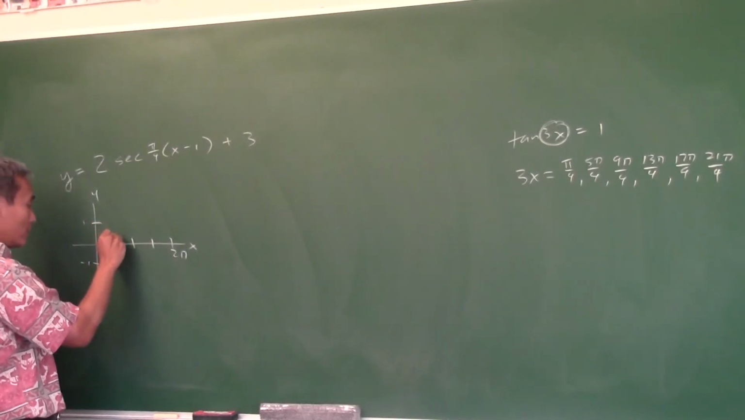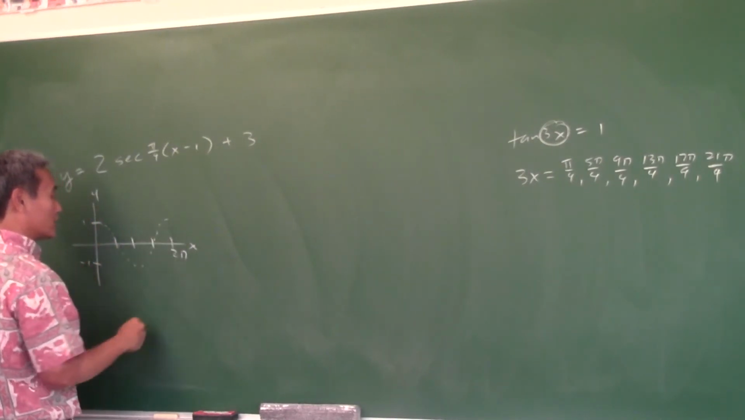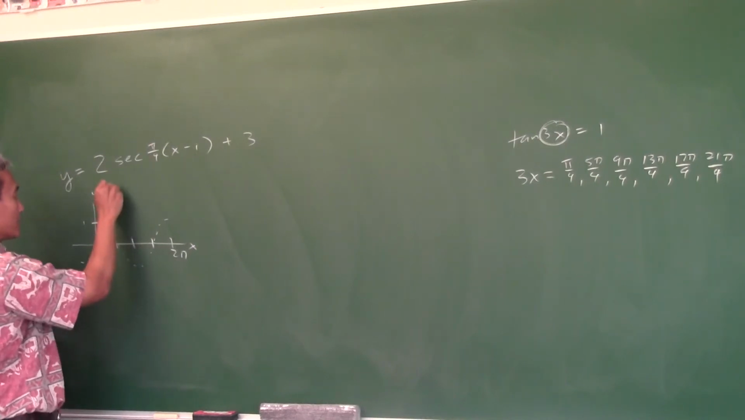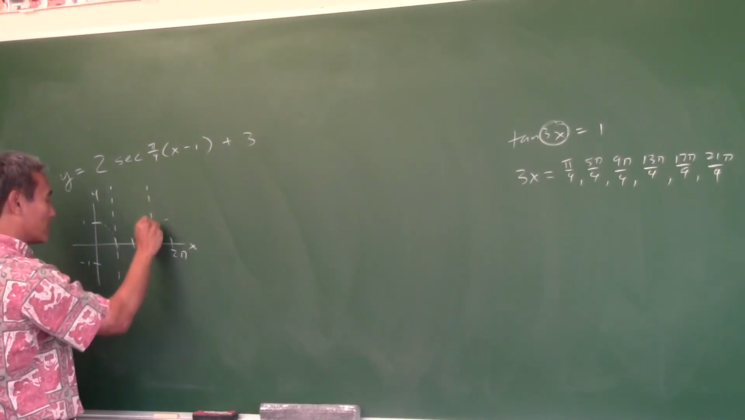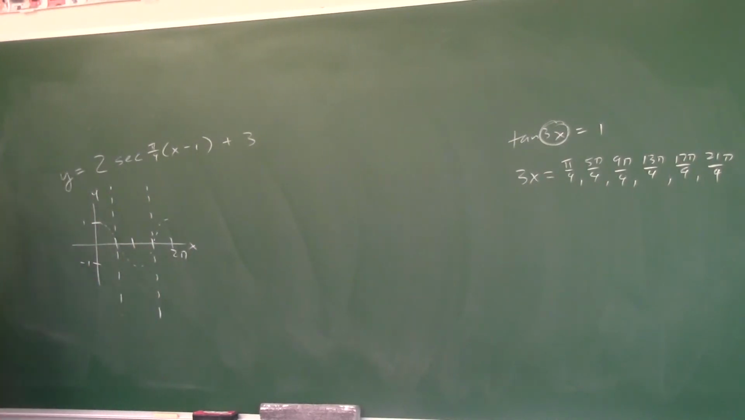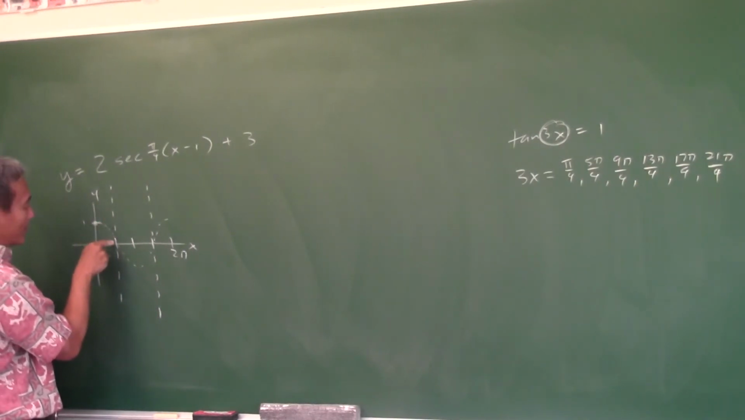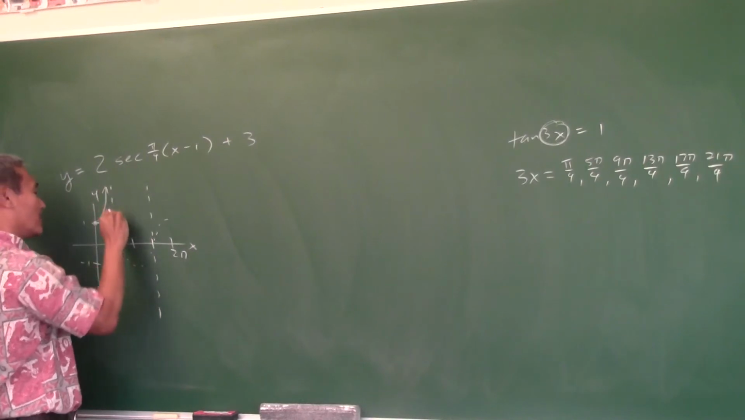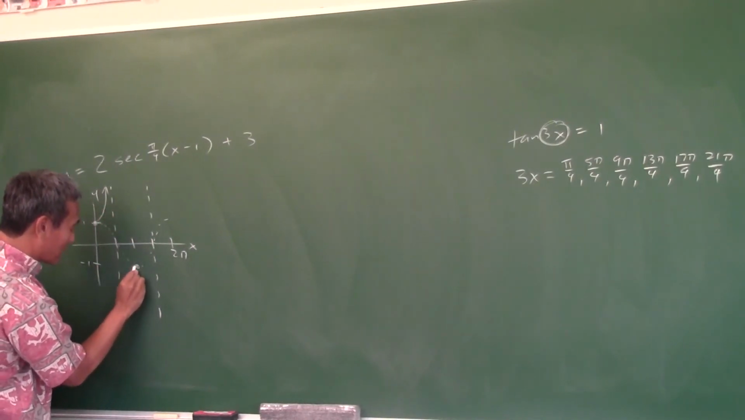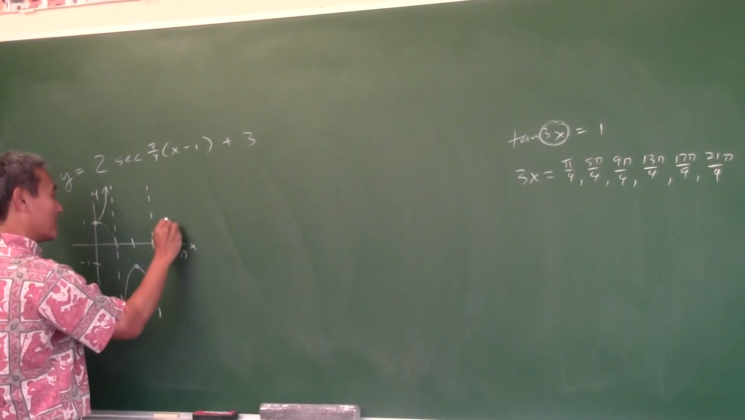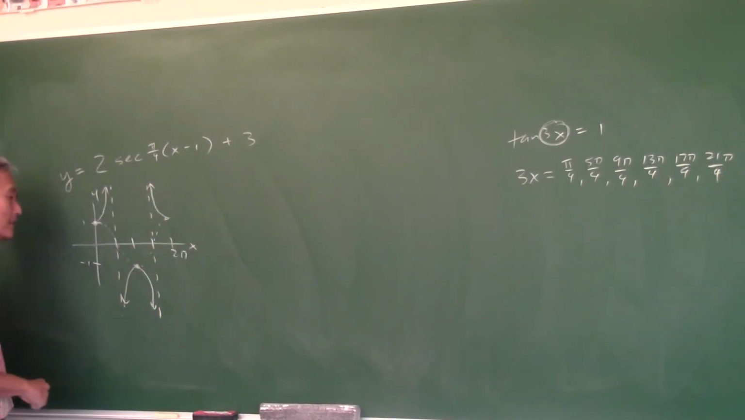Cosine looks like this, right? So secant looks like this. Whenever it touches the x-axis, you're going to have a vertical asymptote. That's because the reciprocal of 0 is undefined. And then over here, the reciprocal of 1 is 1. The reciprocal of fractions gets bigger, so the graph is going to hump up like that. And then on this side, it's going to hump down like that. And then over here, it's going to hump up like that. So that's one period of secant x.